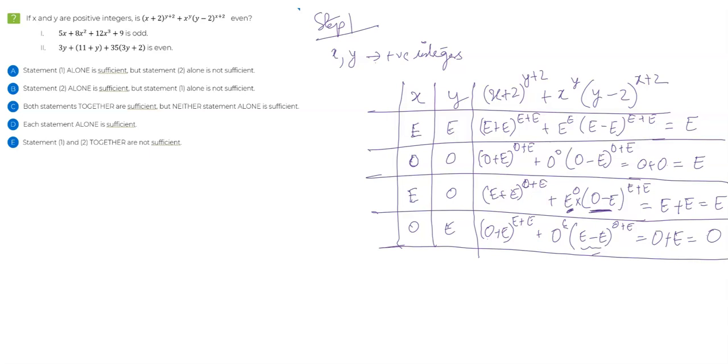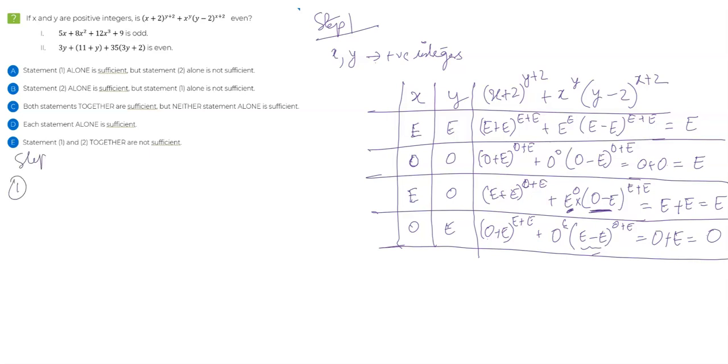Now this might take you about 1 minute, 1.5 minutes to write down, depending on how good you are with your even and odd. But with this in hand, you'll be easily able to do your inference when you're looking at each and every statement. Okay, so let's take the first statement and see what we can do with it.